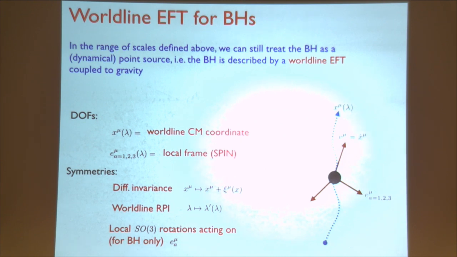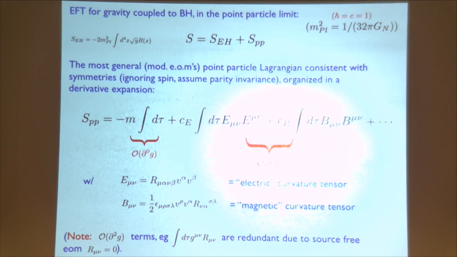So when you write down an effective world line Lagrangian, you would write it using the world line, the coordinate of the black hole, the center of mass coordinate, if you want to call it that. Spin will not play a role in this talk, but it's also there in principle. The way that's described is in terms of a frame that's carried along the world line that describes how the black hole rotates relative to the external universe. And then the symmetries are diffeomorphism invariance and world line reparametrizations. And then the rules are you just write down terms allowed by symmetries organized in a derivative expansion as usual.